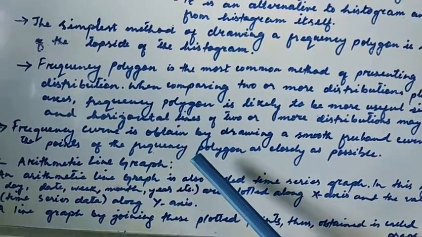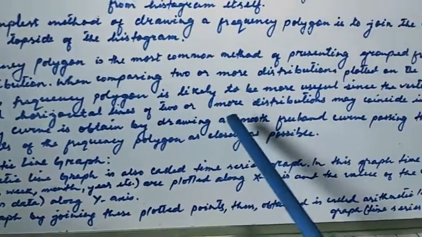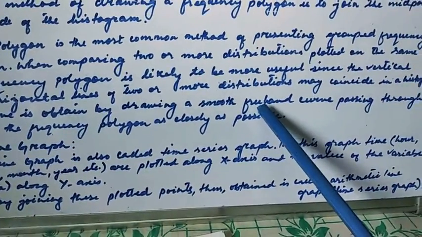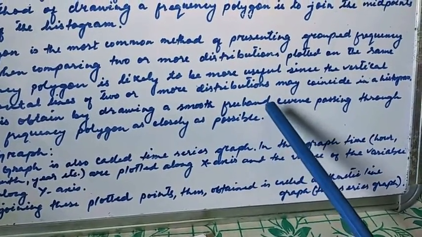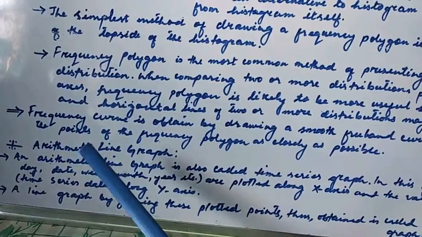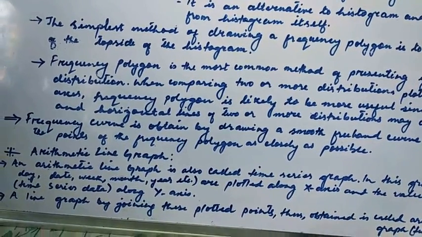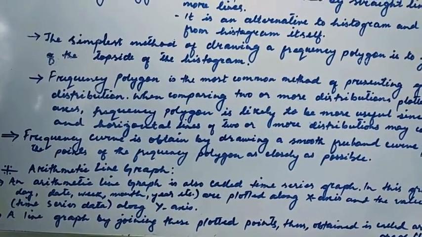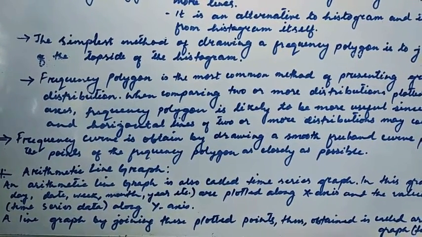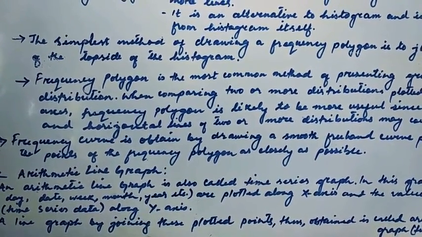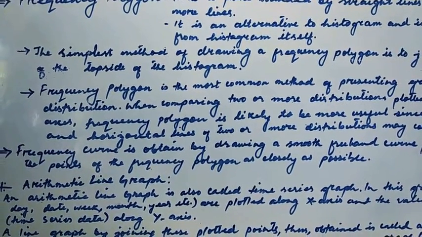So what is a frequency curve? It is obtained by drawing a smooth freehand curve passing through the points of the frequency polygon as closely as possible. So these are the types of presentation of data which come under frequency diagram.